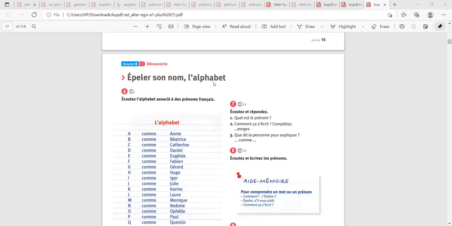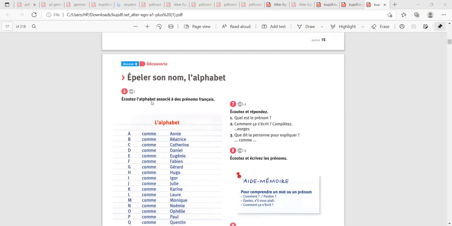L'alphabet. Repétez après moi. L'alphabet. C'est clair. Now, maintenant. Écoutez l'alphabet. Écoutez is my verb to listen. Listen. Écoutez l'alphabet.